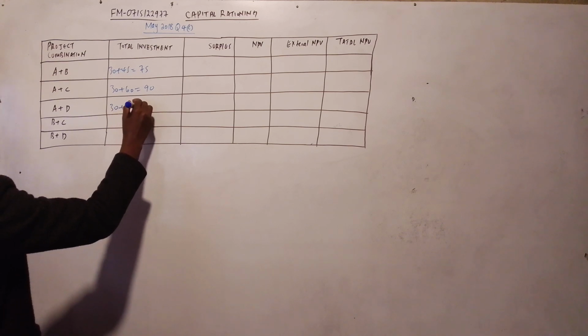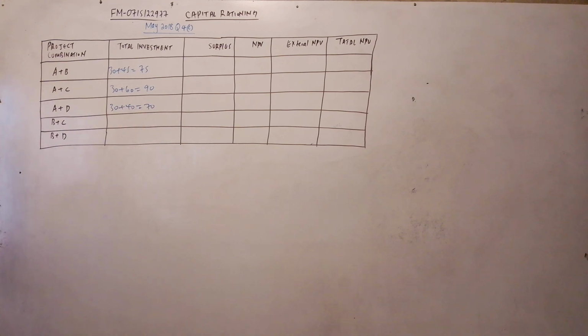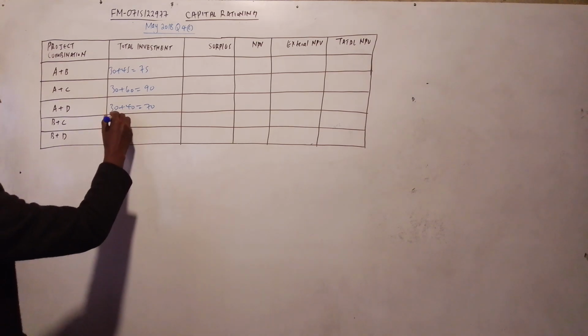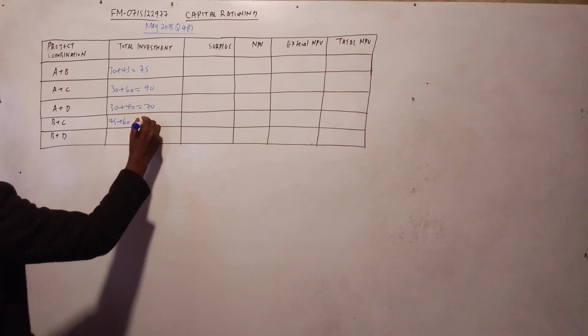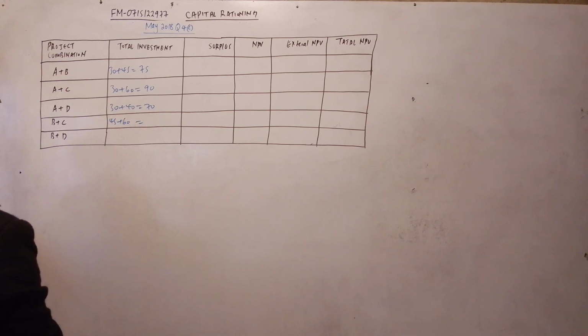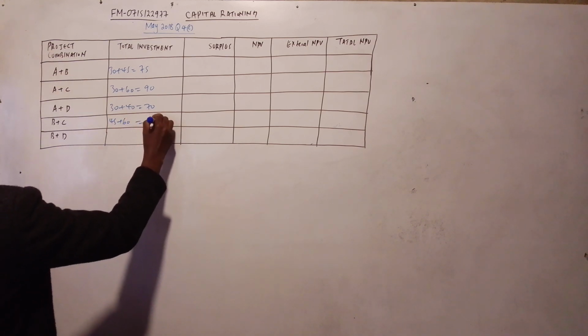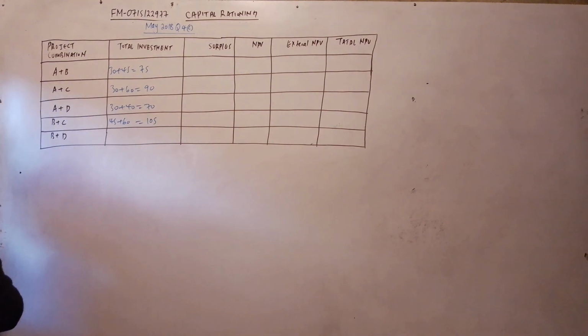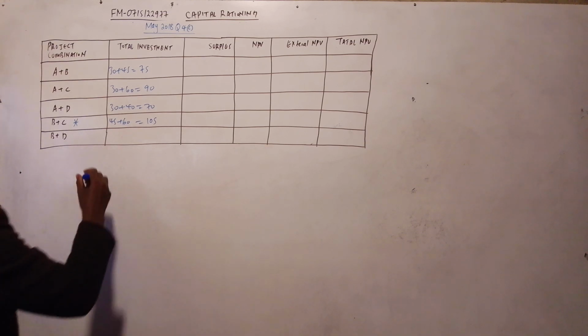Make sure unaangalia nisiweke. B plus C, 45 plus 60. So 45 plus 60, 105. And then equal that tunatoa. This is not an optimal project. Reason why? It has exceeded our cost. Then B and D, 45 plus 40. So 45 plus 40, which is 85.